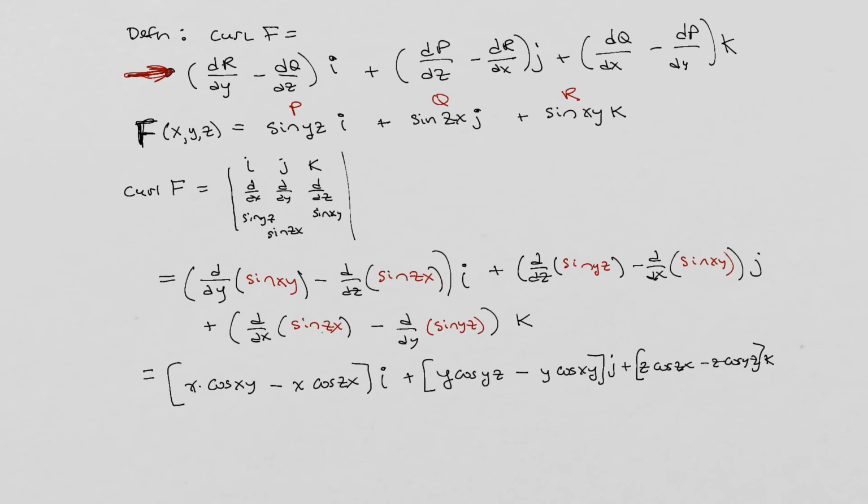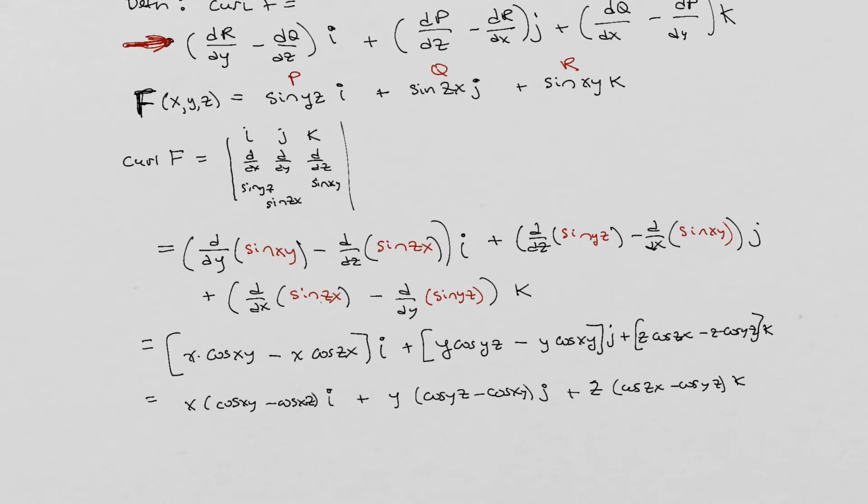All right. And then we could do a couple of little things on here if we really wanted to. For instance here, I could maybe factor an x out and then have cosine of xy minus cosine of xz with i. The second one, I could factor a y out and have cosine of yz minus cosine of xy with j. And then factor z out to get cosine of zx minus cosine of yz with k.